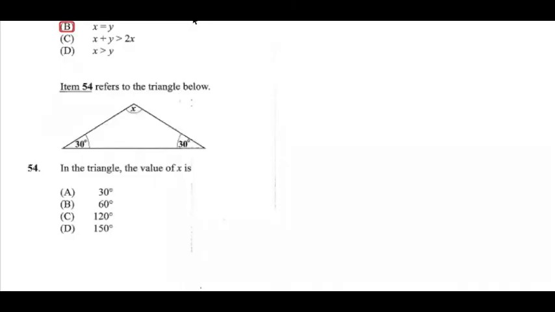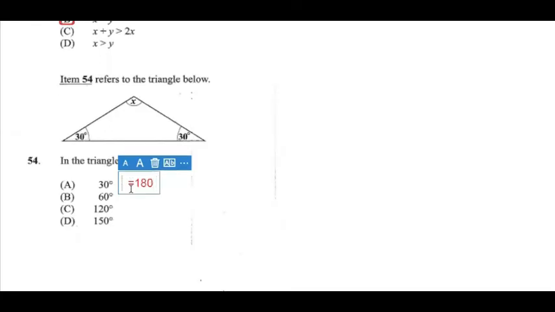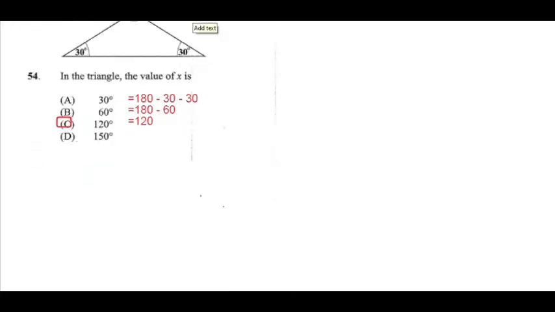54, in the triangle, the value of x is... So remember, total degrees within a triangle is 180, so it will be 180 minus the angles that are given to find the missing angle. So it is 180 minus 60 degrees, and you will get 120 as your answer. So therefore answer 54 is C. And we are moving nicely along.